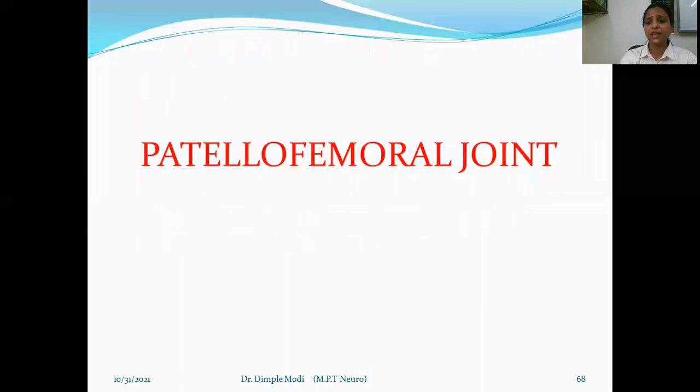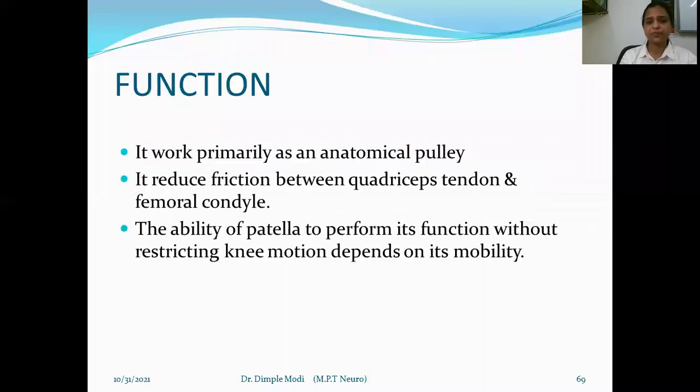Now we'll discuss the patellofemoral joint. What are the primary functions of the patellofemoral joint? It works primarily as an anatomical pulley. It reduces the friction between the quadriceps tendon and the femoral condyle. The ability of the patella to perform its function in knee motion depends on its mobility.